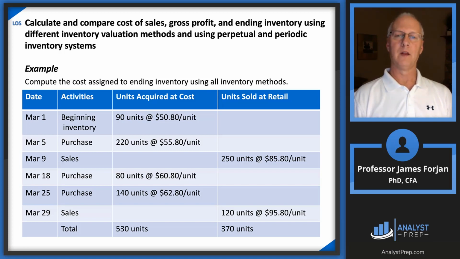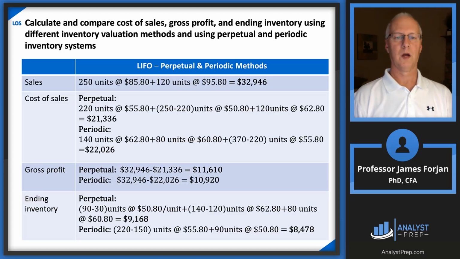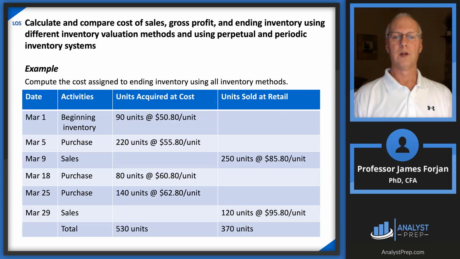Now we're going to have to pay a little bit of close attention with the difference between the perpetual and the periodic inventory systems, but essentially we're just working backwards. All right, so I think it's easiest just to look at the periodic first, right? So let's go back and do this quickly under the periodic method. We sold 370, so 140 of them is sold on March 25th. And then 80 of them are sold on March 18th. So that gets us up to 220, right? So we need 150 of those 220 units on March 5th.